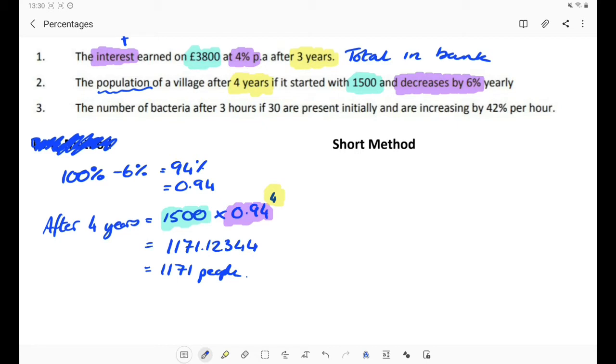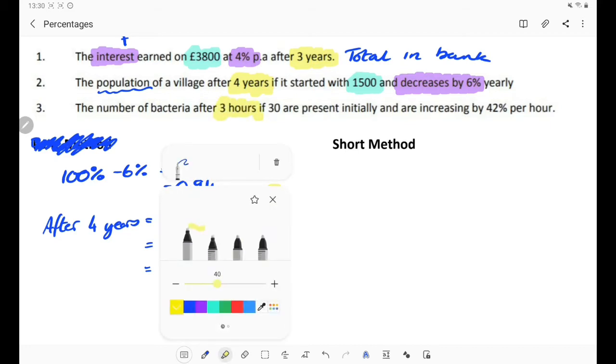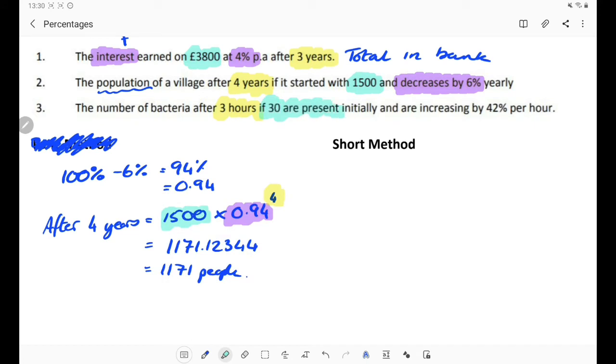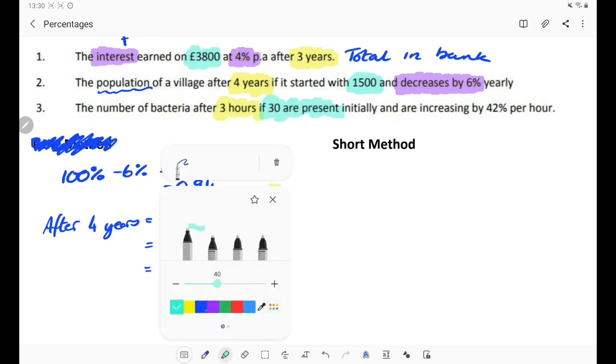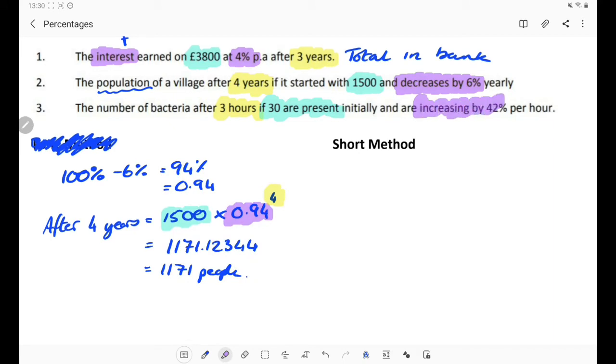But in general, it must be a whole number. Now let's look at question 3. Again, we'll highlight the information that's important. So 3 hours, 30 are present. So that will be what we start with. And 42% per hour, we are increasing by 42%.